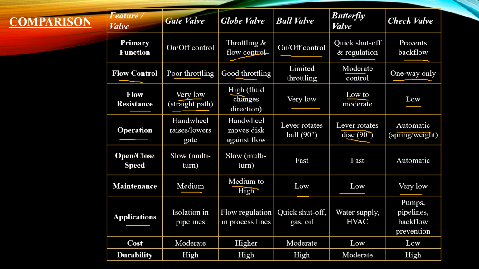So for gate valve we usually use it in isolation in pipelines. For globe valve, flow regulation in process lines. For ball valve, quick shut off in gas or oil industry. Then butterfly valve is mostly used for the water supply.